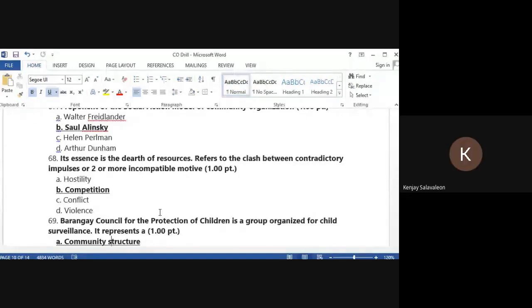Accommodation. It was derived from the 3C. Competition results from an incompatible motive or goal. Conflict, on the other hand, has its focus towards the opponent. And cooperation is a much healthier form of social process. So what we are looking for here is competition.